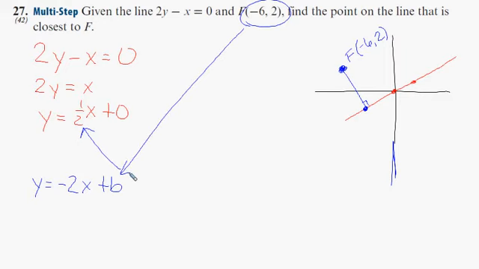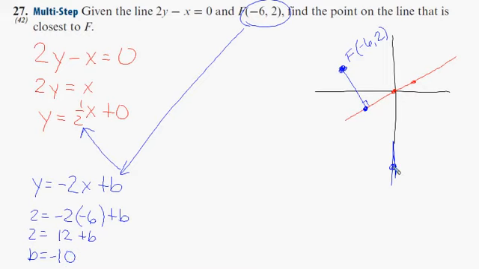We can use this point, though, to help us solve for b. Okay, so I'm going to plug in 2 equals -2 times (-6) plus b. When I solve for b, I can see that I get 2 equals 12 plus b. That means b is going to equal -10. I hope you can see all of that algebra, which actually makes sense. It's going to be way down here somewhere.